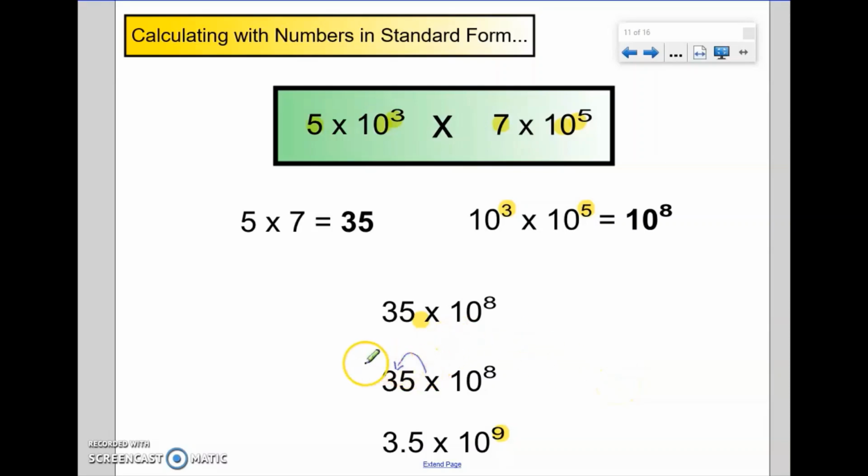Again, look at the direction that my decimal point is moving. It's moving to the left, which means I'm increasing the index number. So here's my answer to the original question. And I've given my answer in standard form.